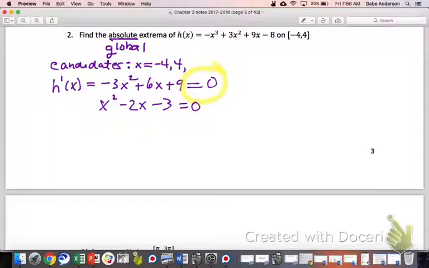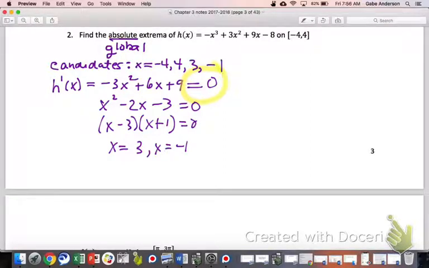Yep, minus 3 and plus 1. So x minus 3, x plus 1 equals 0. And then we set each factor equal to 0 and solve. We get x equals 3, x equals negative 1. There we go. And so now as far as my candidate list goes, I can fill out the rest of it. My candidates would be negative 4, 4, 3, and negative 1. So those are my candidates for my highest and my lowest possible points.